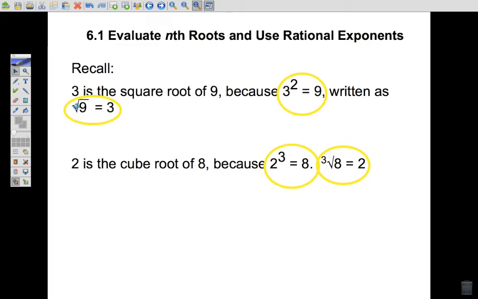If you look over here, the number inside the little hook, so to speak, of this radical, we don't even need to write. If there's nothing there, we know that it's a 2. Here we have to put a 3 in place to indicate that we're taking a cube root.